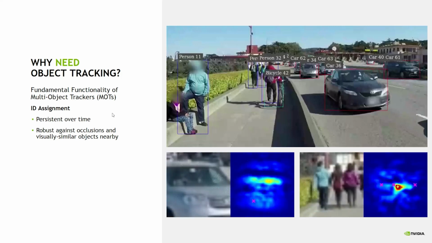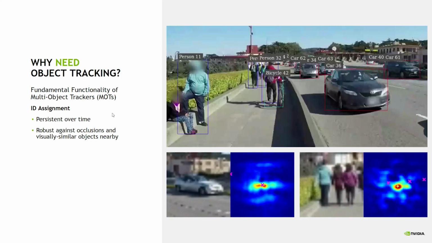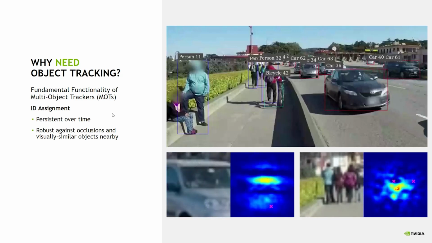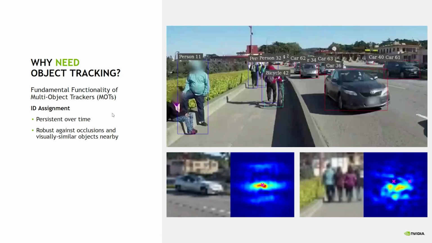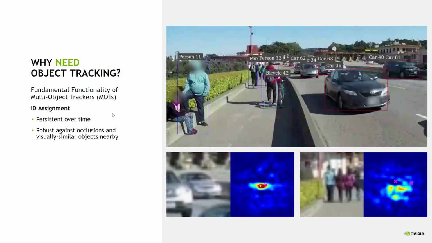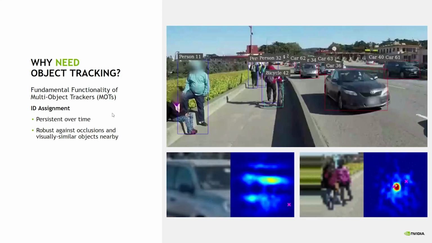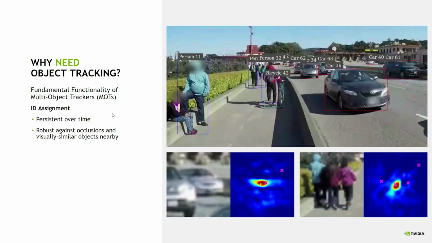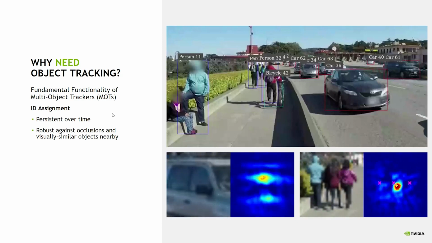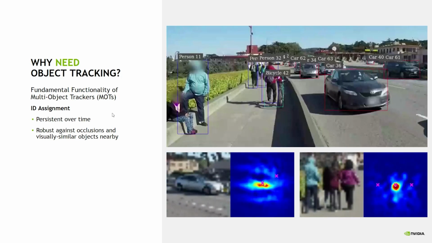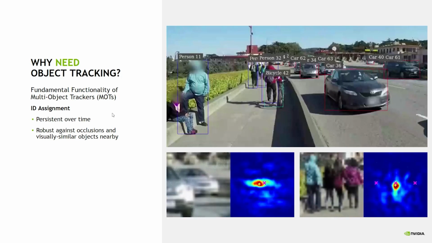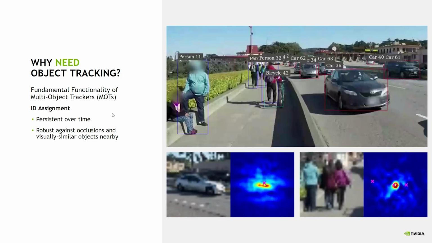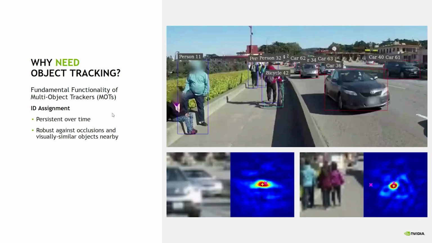Also, when we track objects, we wish it to have the same ID for the same objects for a longer period of time, ideally for the entire duration of the object's presence in the scene. To assign the same IDs persistently over time, the object trackers should be robust against occlusions and visually similar objects nearby. If you look at the top right figure, a vehicle undergoes a full occlusion by another vehicle. The object tracker is expected to keep track of the vehicle despite all those occlusions.